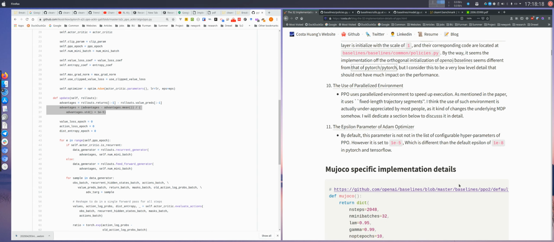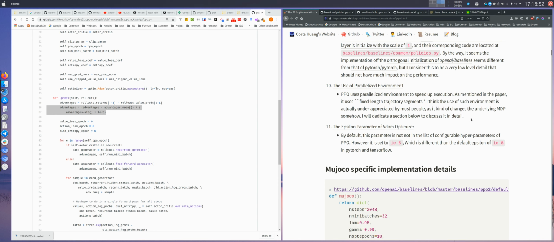And the use of parallelized environment. PPO uses parallelized environment to speed up execution. As I mentioned in the paper, it uses fixed length trajectory segments. But don't worry about this for now because I dedicated a whole section for that. I think the use of such environment is actually underappreciated by most people as it kind of changes the underlying MDP somehow. I'll dedicate a whole section to discuss it in detail.